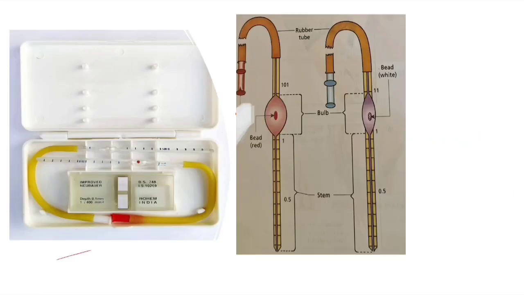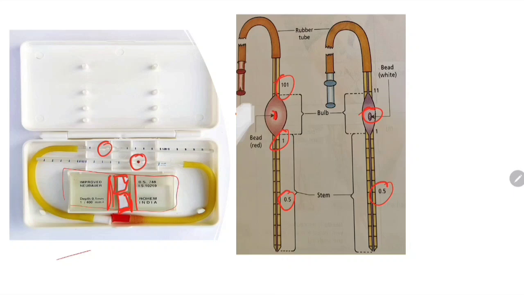Now let's see, this is the improved Neubauer slide. This is the side pillar, and this is the counting chamber, and the depth of this counting chamber is lower than the side pillar by 0.1 millimeter. This is the RBC pipette with the red bead and the WBC pipette with the white bead. So these are the two identification points: the RBC pipette has a red bead and the WBC pipette has a white bead. Then the RBC pipette has 0.5, 1 and 101 markings.